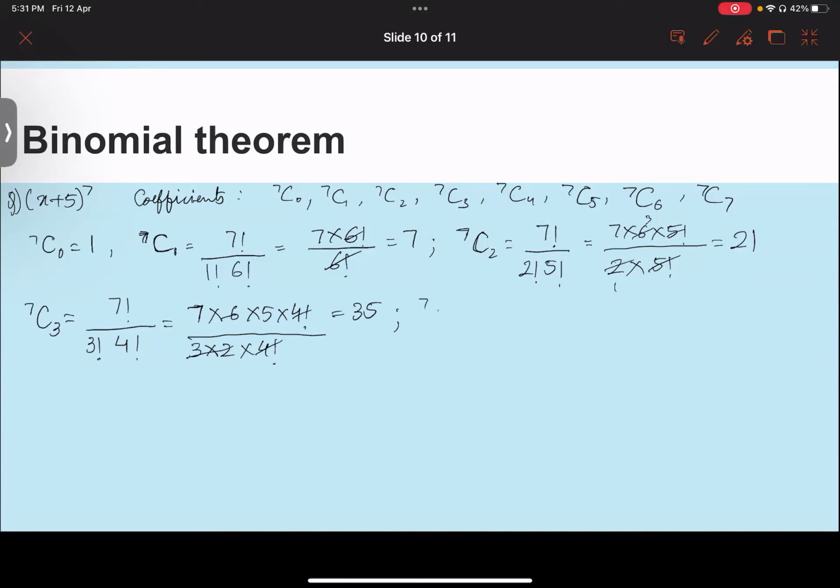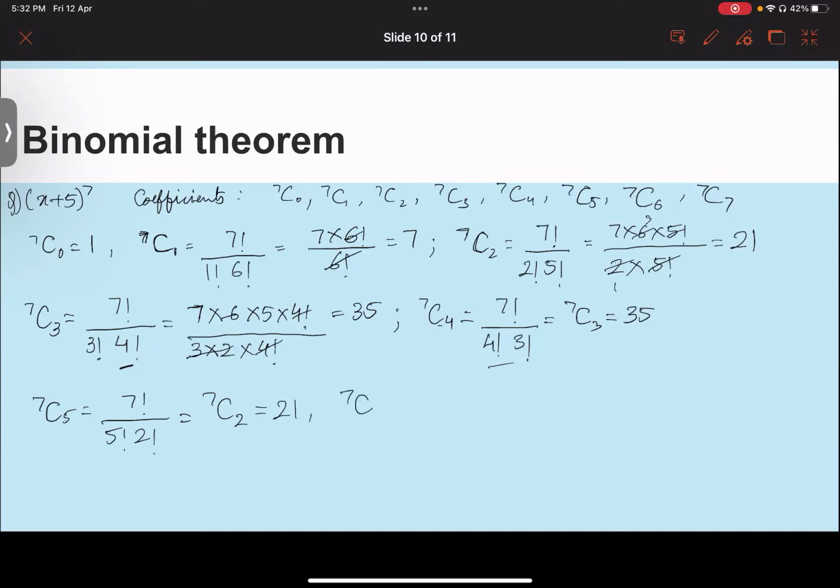Then you have 7C4. Okay, so this is again 7 factorial upon 4 factorial, and 7 minus 4 is 3 factorial. You can see this is equal to the previous coefficient that we had. The form is the same, so you can just write the value as it is. So this is 35. Then the next one that we have is 7C5. Okay, so you have 7 factorial upon 5 factorial, and 7 minus 5 is 2 factorial. This is again similar to your 7C2 coefficient, and that would be 21. Then the next one you have is 7C6.